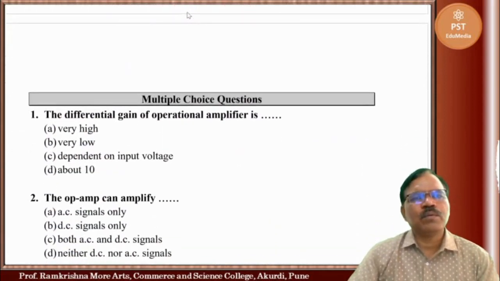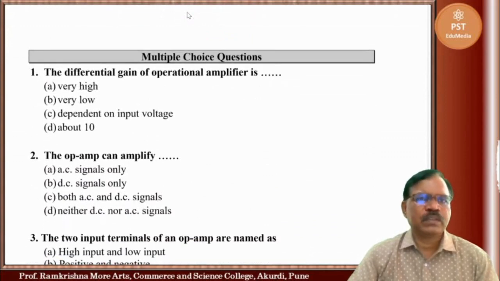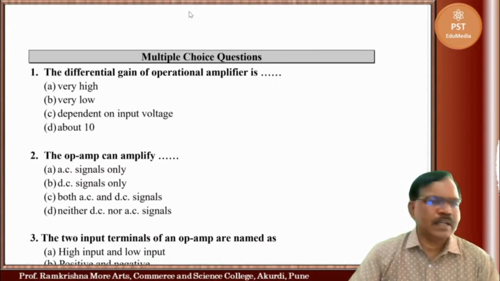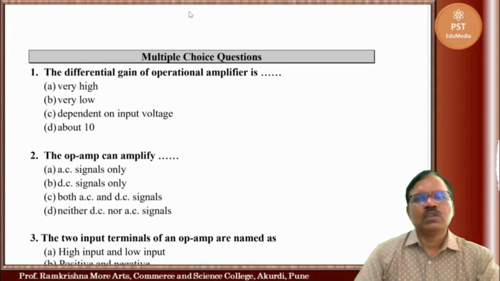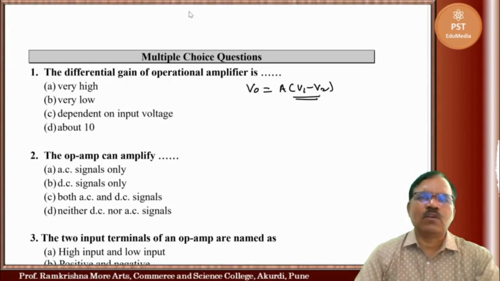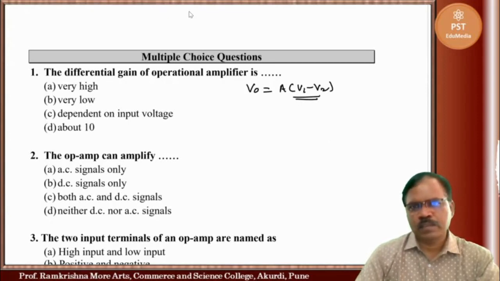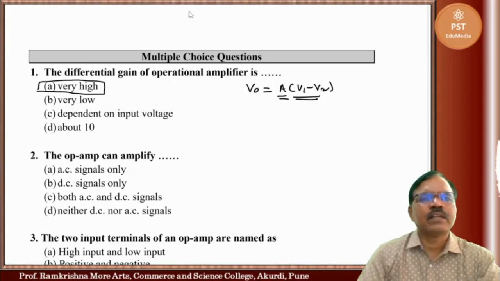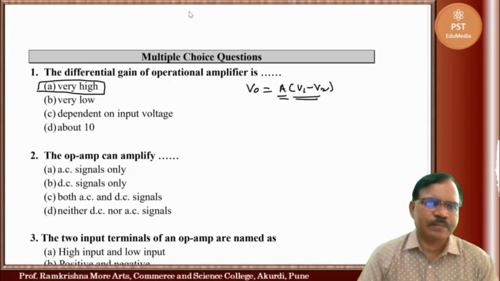Now we'll go to multiple choice questions. Now the differential gain of operational amplifier is. So we know V0 is equal to A times (V1 minus V2). So the difference in inputs is amplified. A is the differential gain, and that gain is usually very high.